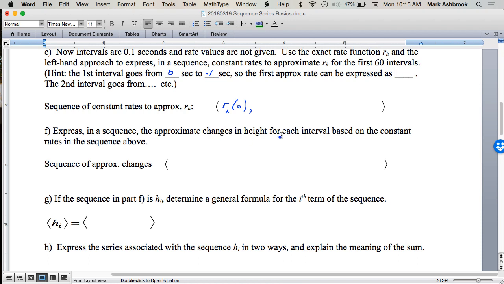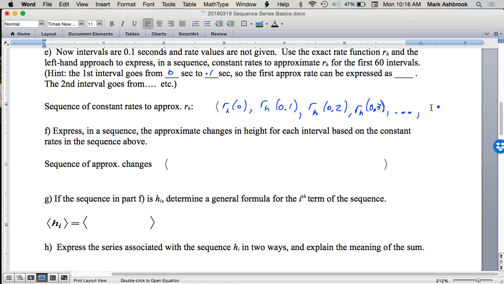All right, in the second interval then, what will the constant rate be? R sub h of 0.1. Use the left side of the second interval as 0.1 seconds. So we take that rate, R sub h of 0.1, and we say that's the constant rate for that whole interval, etc. Now we're not going to write 60 of them, obviously, but we can write a few. So that's the first four intervals, and then we can say dot, dot, dot.